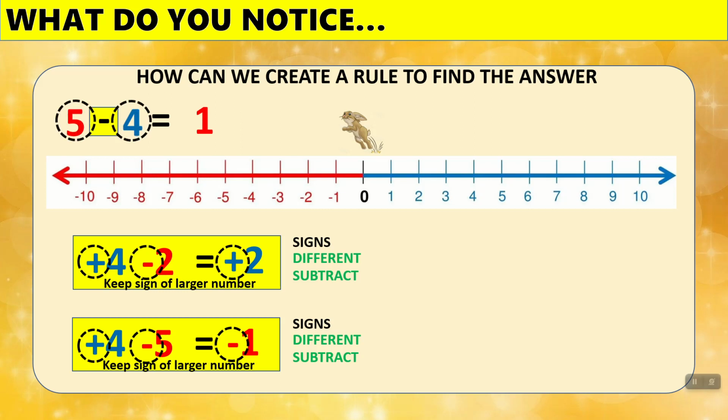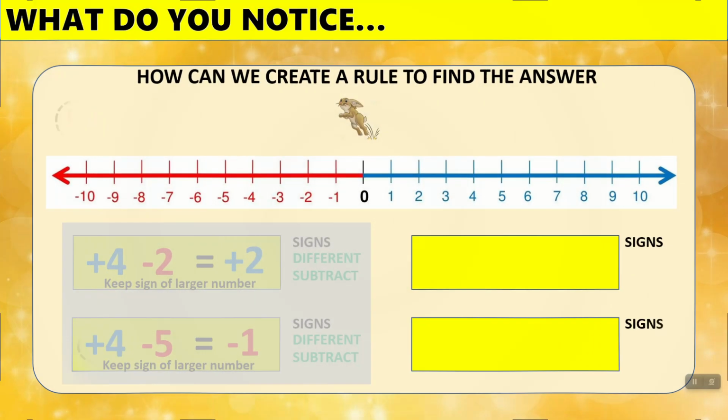Which one of these numbers is bigger, 5 or 4? Well, we know 5 is bigger than 4. What kind of 5 was it, though? It was a negative 5, and so our answer is going to be negative 1. So again, we can see that when we have directed numbers with different signs, all we have to do is subtract, and then we keep the sign of the larger number. Let's look at the next two questions.